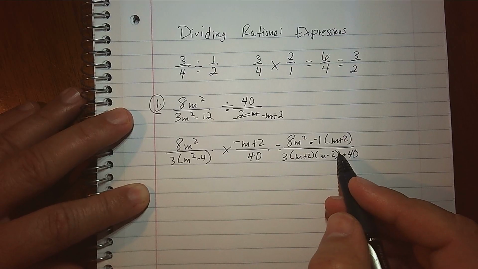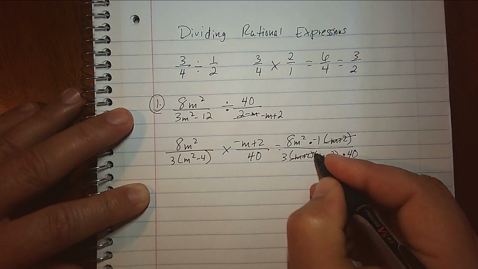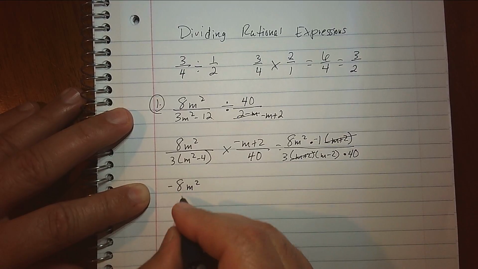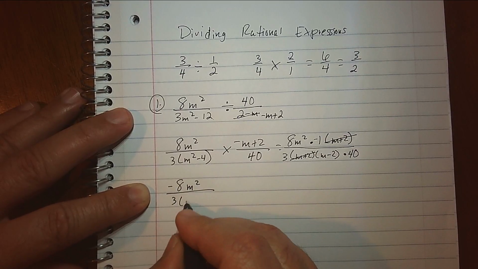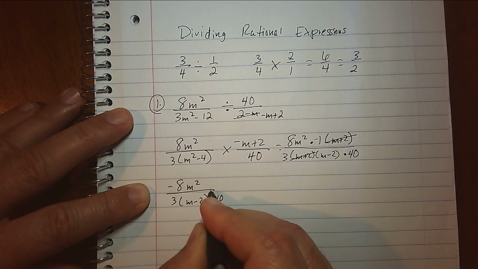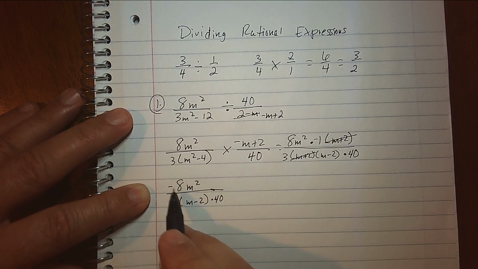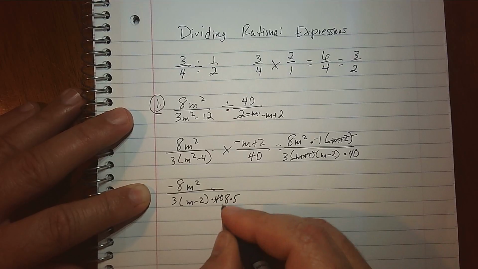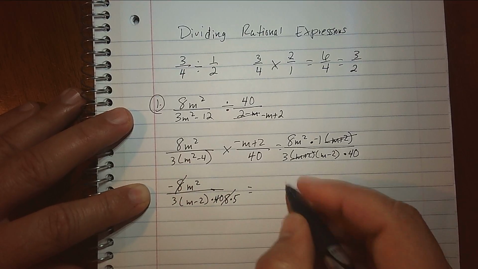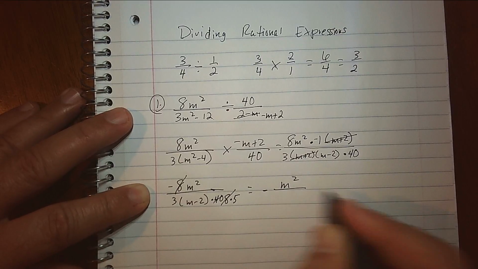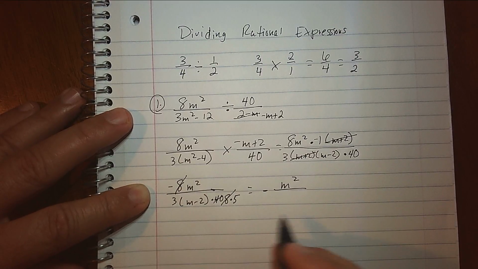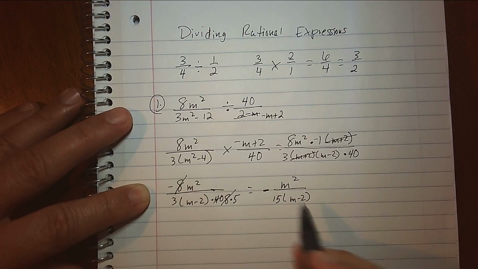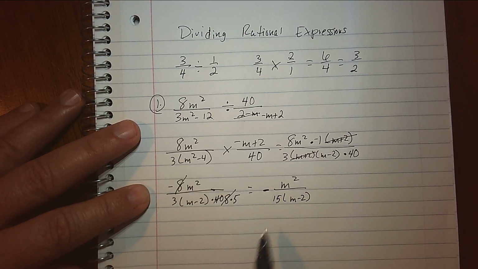So when I'm looking at this, I can definitely cross these two out. So that leaves me with 8m squared times negative 1 just makes it negative. And I've got 3 times m minus 2 times 40. But I can break 40 down into two factors that'll help us out: 8 times 5. And that will cross out the 8s. So that leaves me with m squared at the top, and the whole thing is still negative. So then I just distribute the 5 times the 3, and I get 15 times m minus 2. So I end up with negative m squared over 15 times m minus 2.